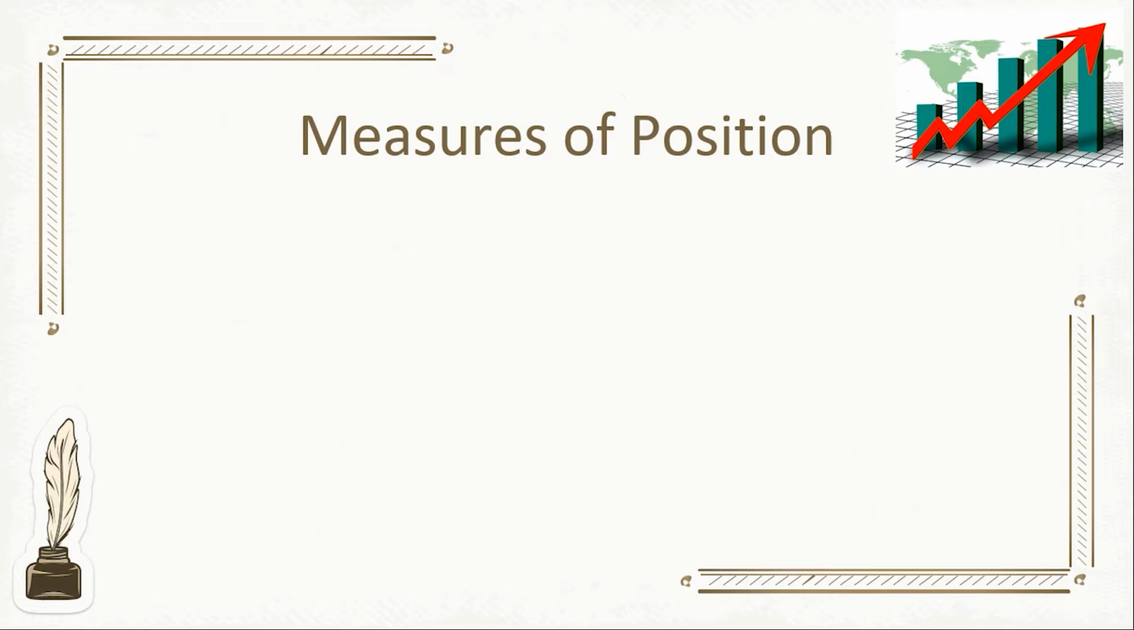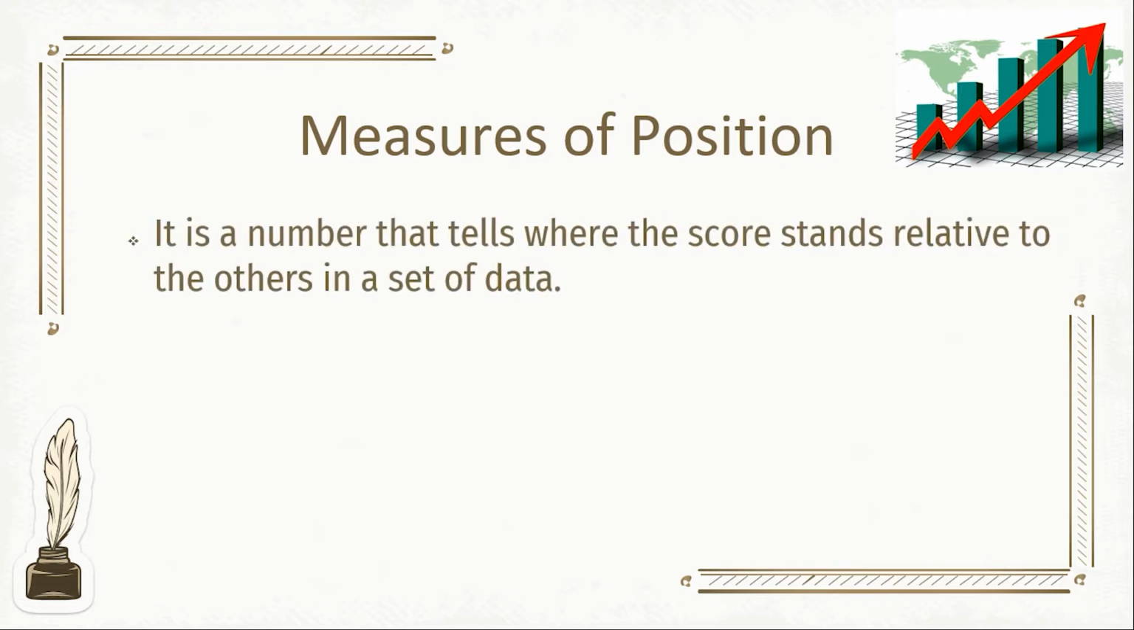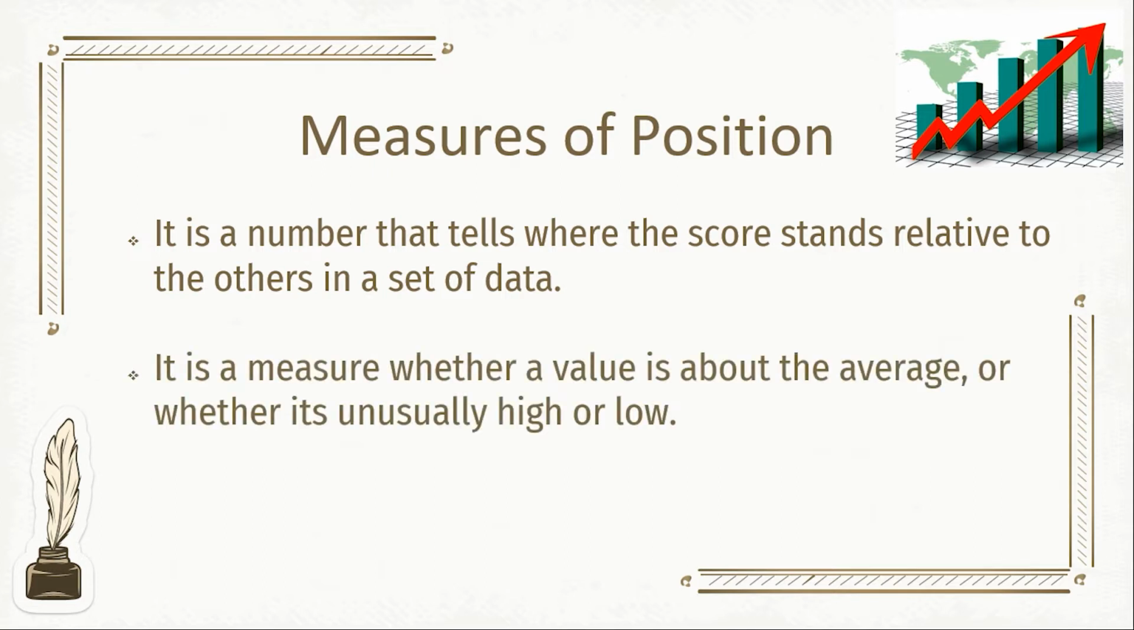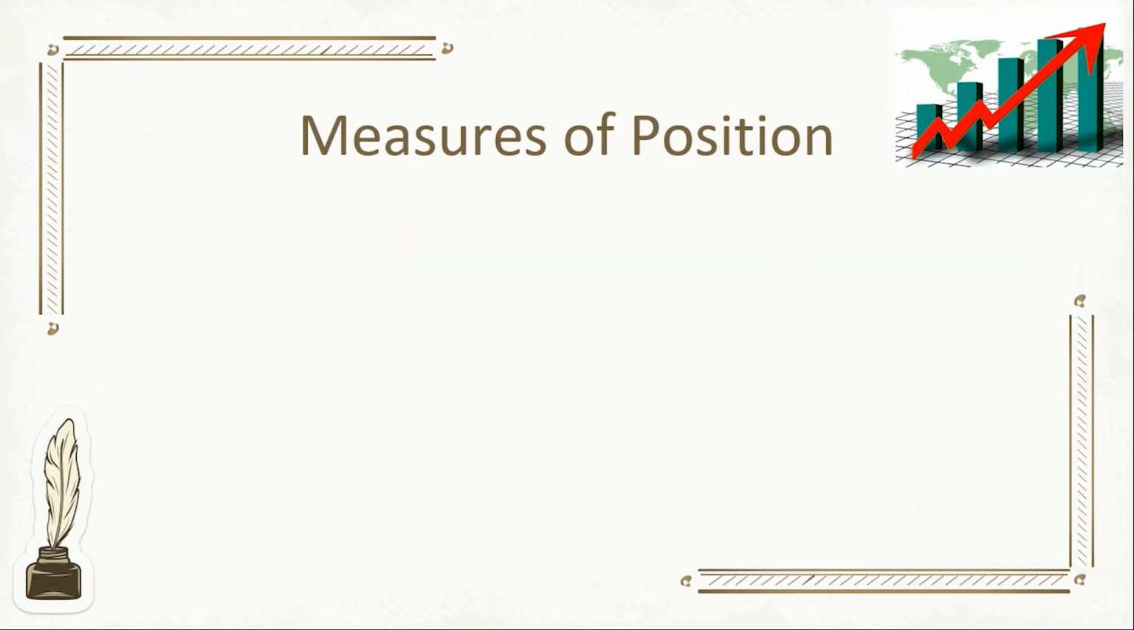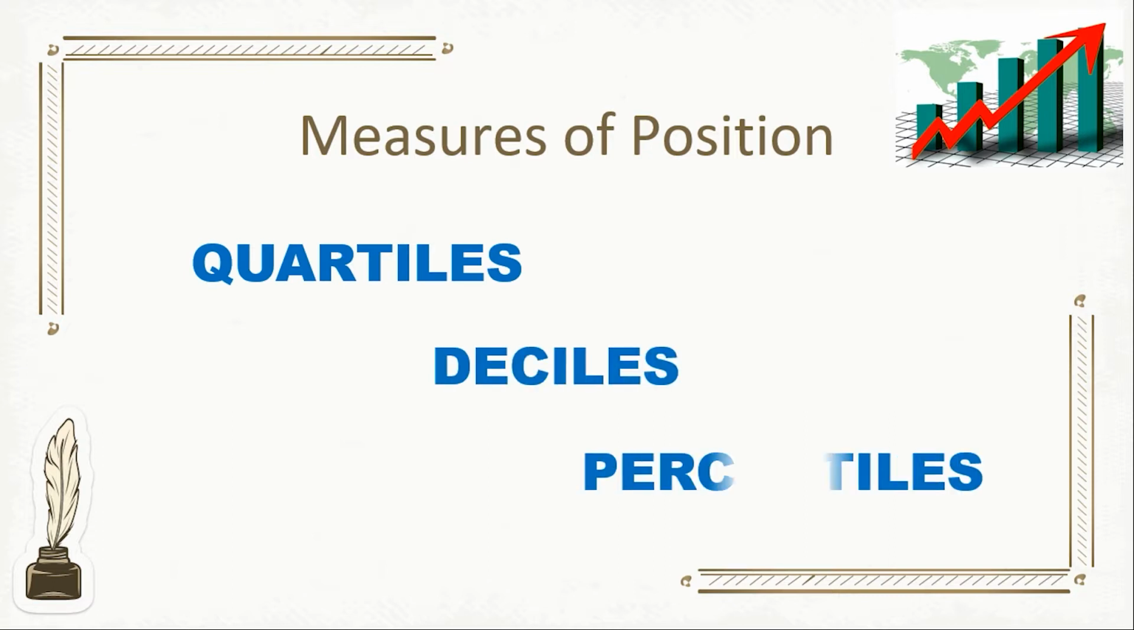First, let's define what measures of position are. It is a number that tells where the score stands relative to the others in a set of data. These measures help us know how a score fits into the data, how it compares to other scores in the data, or even how it compares to another score in another data set. It is also a measure of whether a value is about average or unusually high or low. There are three common measures of position that we will tackle: quartiles, deciles, and percentiles.